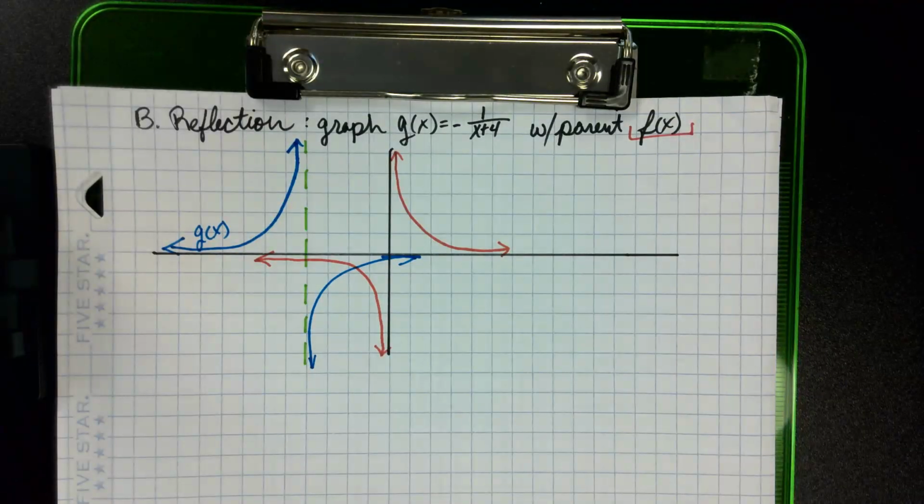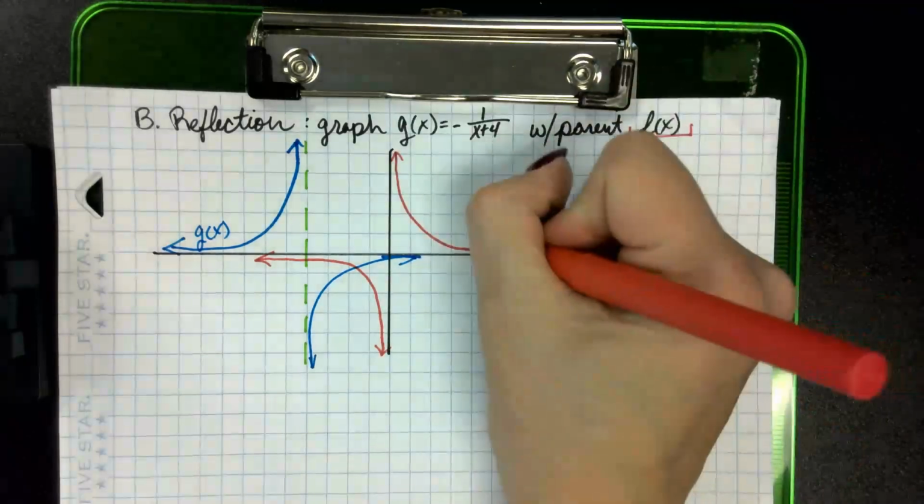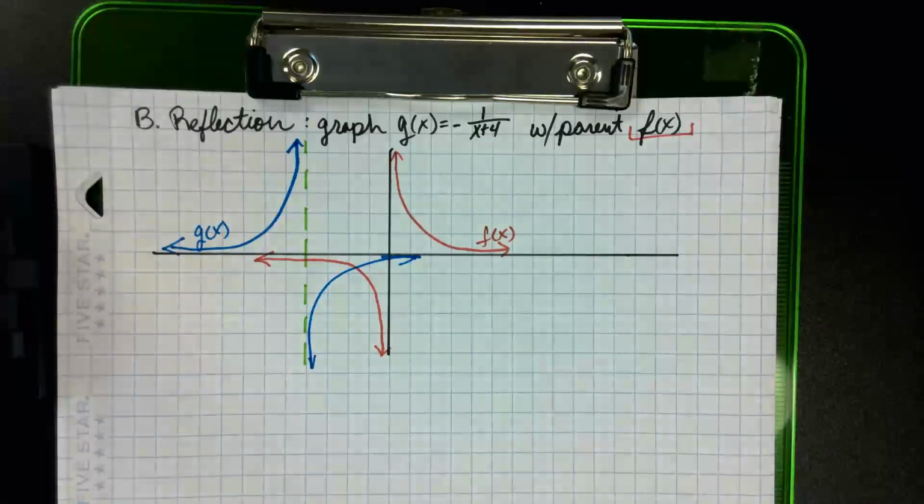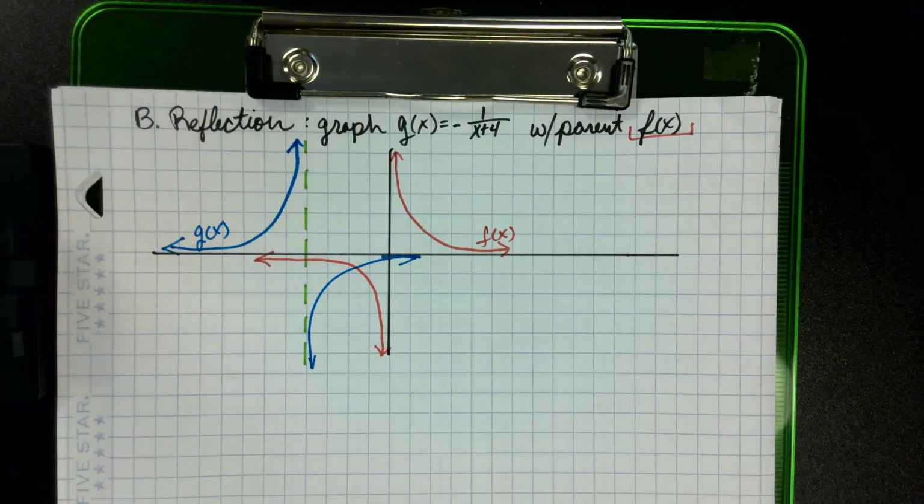Oh, I didn't label f of x. If I didn't have all this labeled and it was all done in black, it would be messy and I wouldn't really be able to tell what's going on. So whether you use colors or you use dashed and solid lines, just make sure everything's labeled and you can tell what's going on.